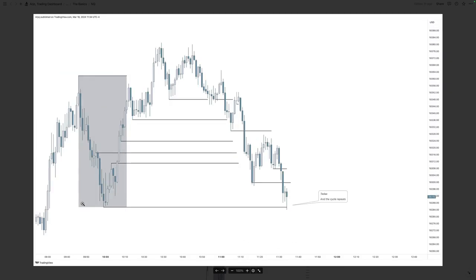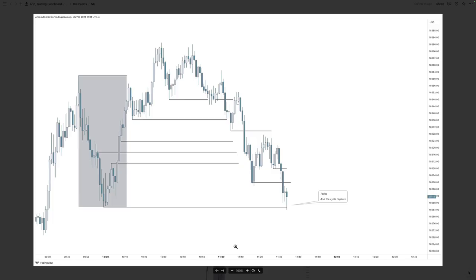the target has been reached right there, and they lead to the fair value area getting taken out right there and seeking liquidity instead. So I mentioned, tada, and the cycle repeats. So here the cycle repeats and repeats and repeats again.